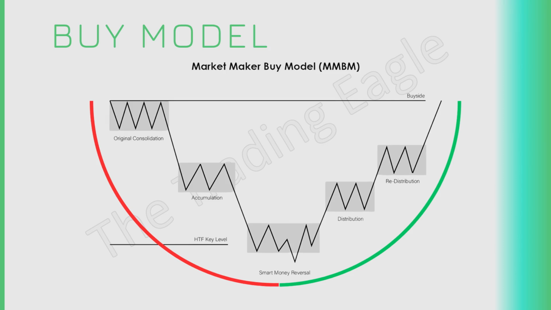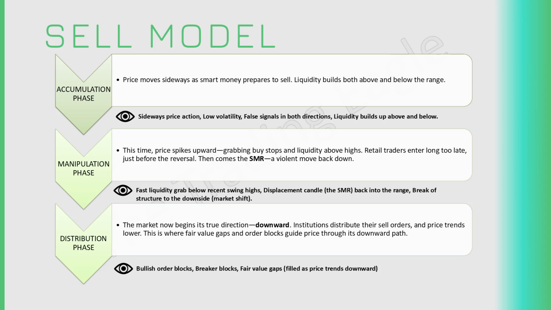All right, so now to the sell model. The sell model is just like the buy model. In this case, price moves sideways as well. As smart money prepares to sell, liquidity builds both above and below the range. You see multiple highs and lows, and these are perfect stop loss baits. So what are the things you look out for? You're looking out for the same thing: sideways price action, low volatility, false signals in both directions, liquidity building up below and above.